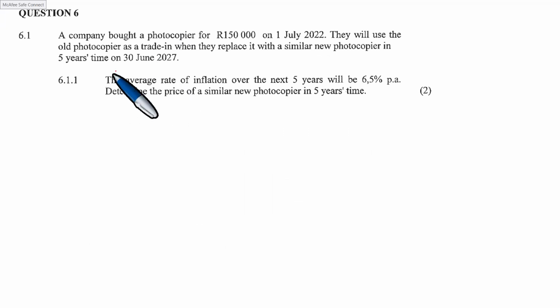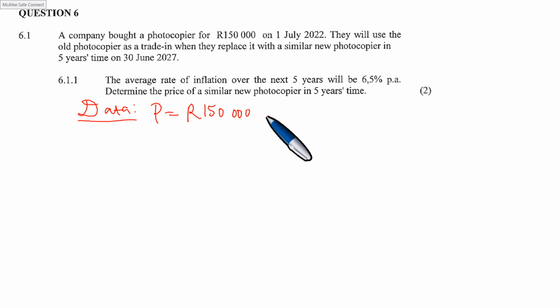At this point, there are a couple of things we need to note. We have been given data. What is the data that the examiner gave? They've given us the present value. Remember, this company bought the photocopier for 150,000 Rand, so this is 150,000 Rand, the present value. The average rate of inflation is this one here, per annum. So the average rate of inflation is i equals 6.5%.